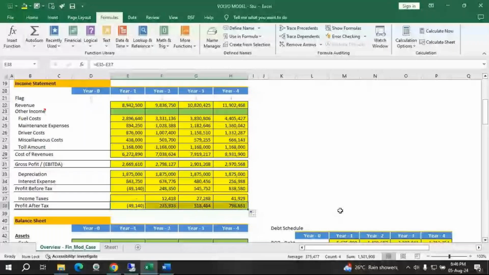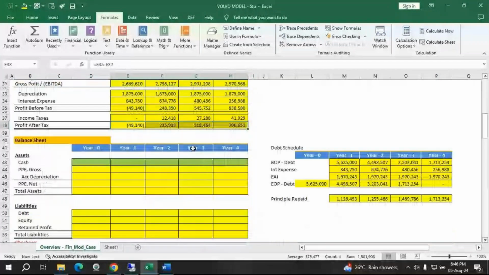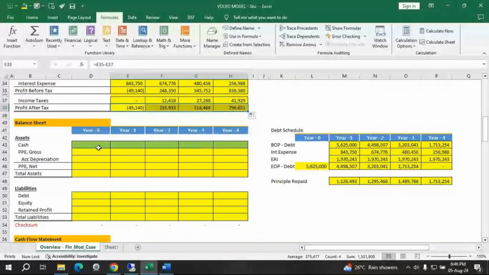Okay. So now balance sheet we have to do. So let's come to the balance sheet. The cash amount we are going to do later. PPE gross, that is 75 lakh, and this is going to remain the same for the rest of the years.